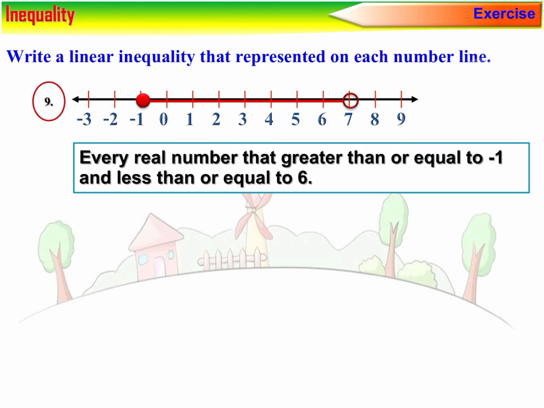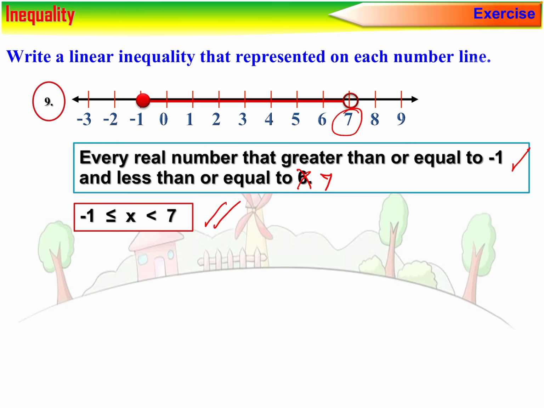Number 9, every real number that is greater than or equal to negative 1 is correct, and less than or equal to this 7, but this is 6, so it has to be 7. x greater than or equal to negative 1 and less than or equal to 7. This is correct. Correct means ถูกต้อง.